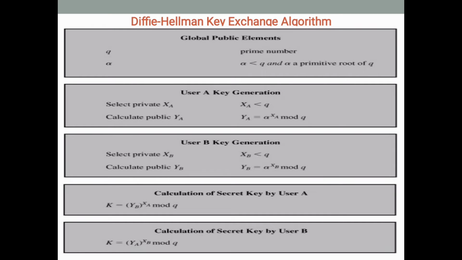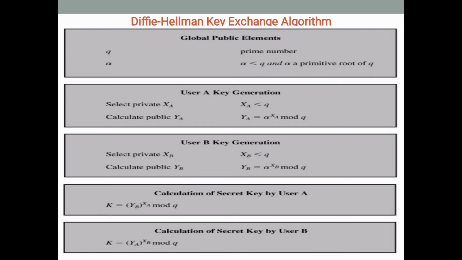So here in Diffie Hellman key exchange they take a prime number q. So q is a prime number, and alpha is a primitive root of q. And from the user side they have to generate a key. The communication is between user A and user B.